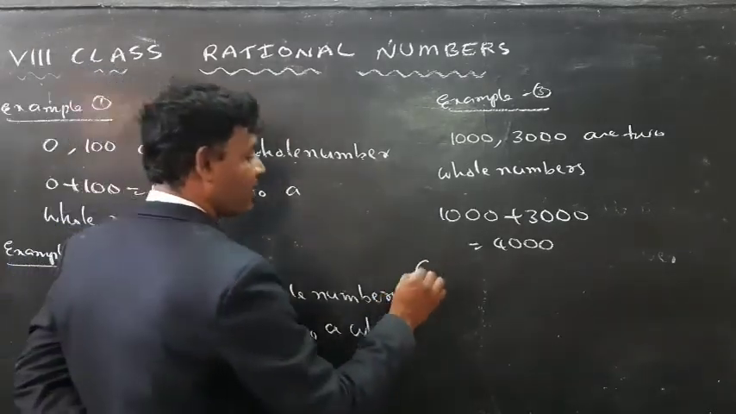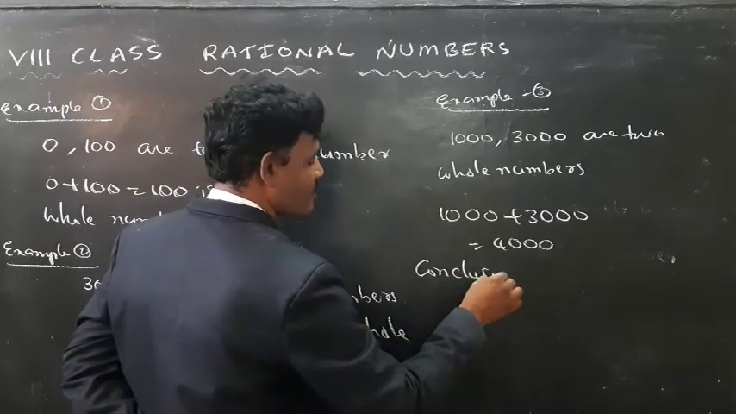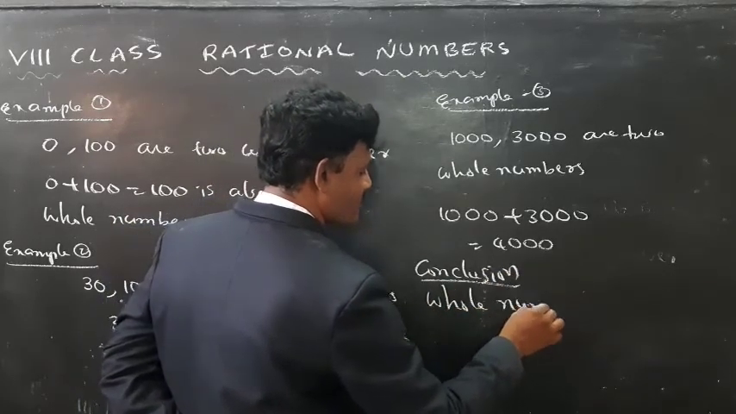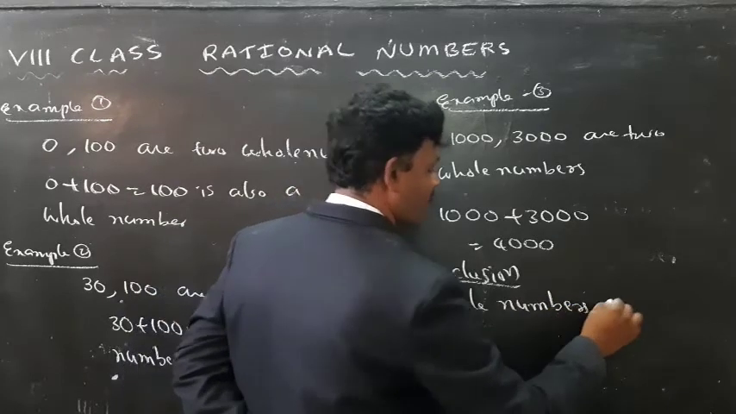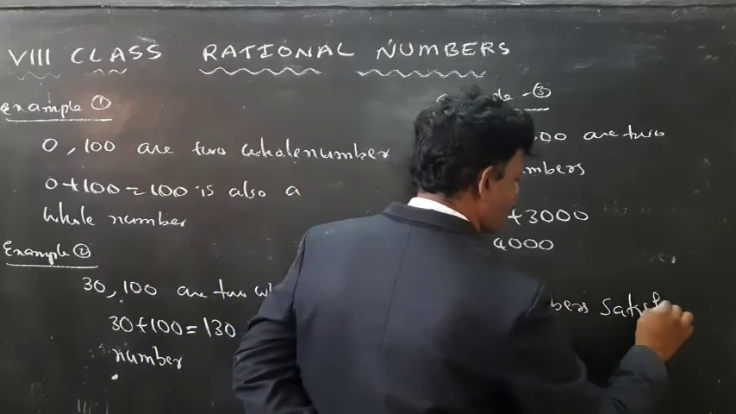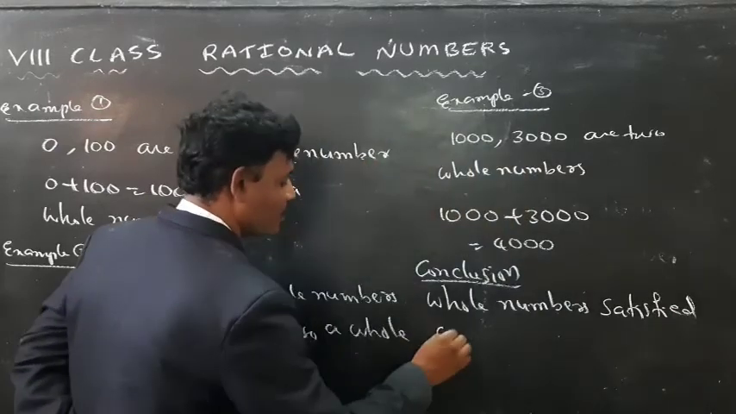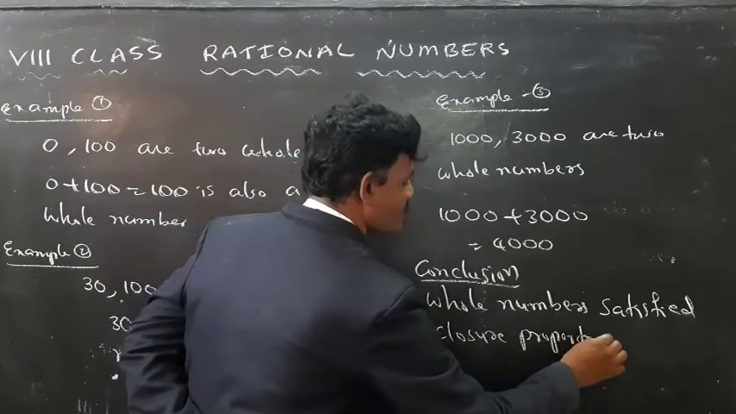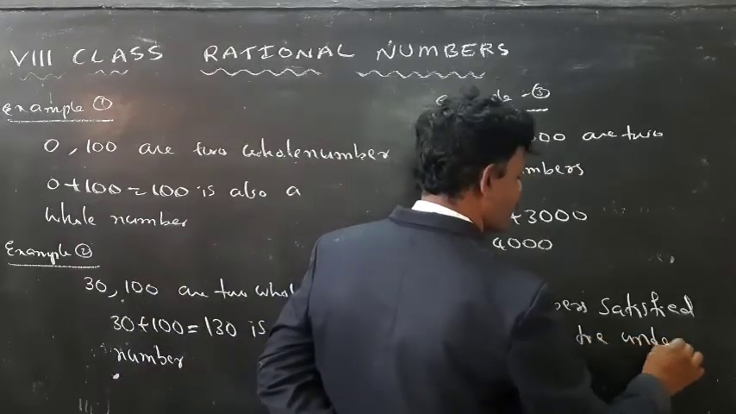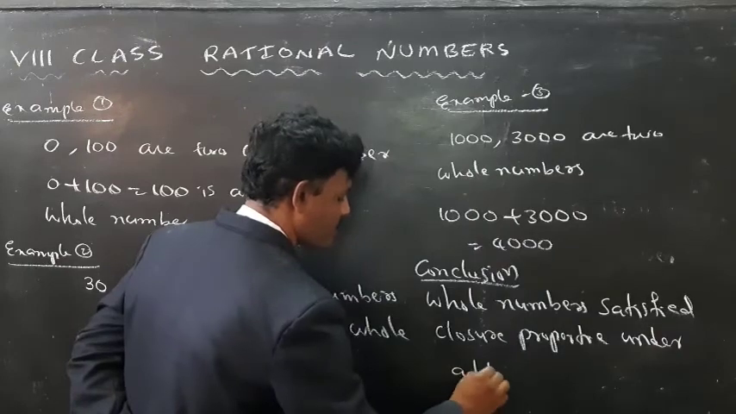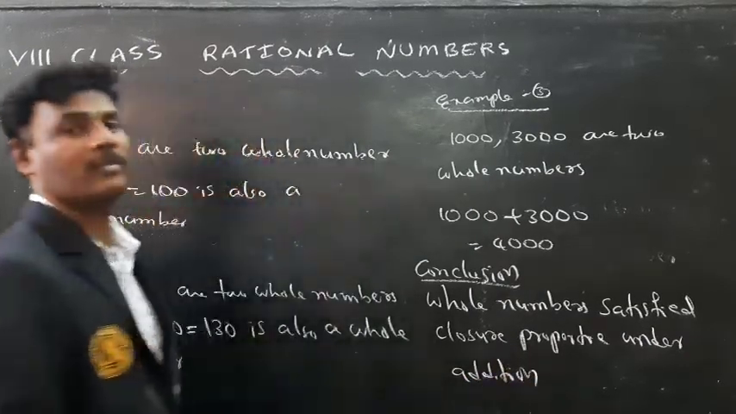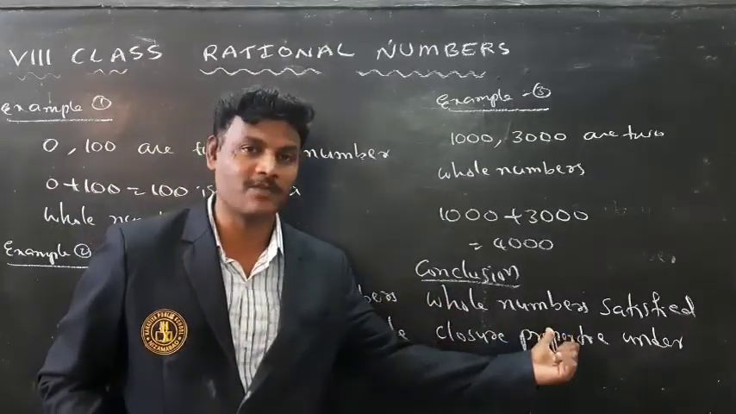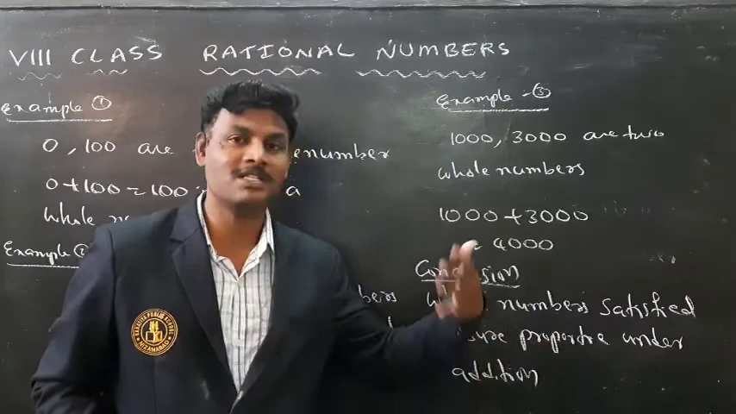So what can we write here as the conclusion? Whole numbers satisfy the closure property under addition. From the previous examples, what we can conclude here is that the closure property is satisfied by whole numbers under addition.